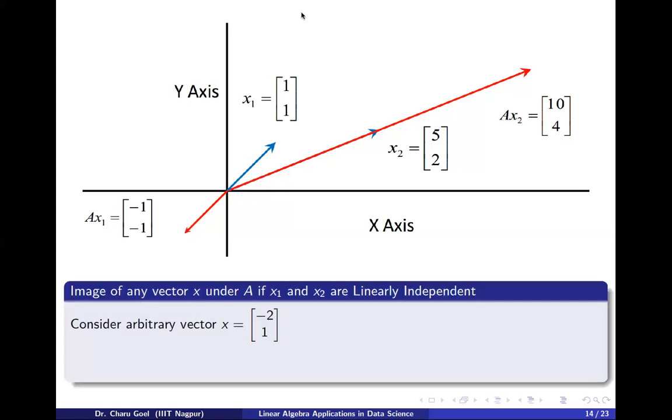Okay, am I not audible? Somebody is saying I'm not audible. Audible, ma'am. Okay, thank you.